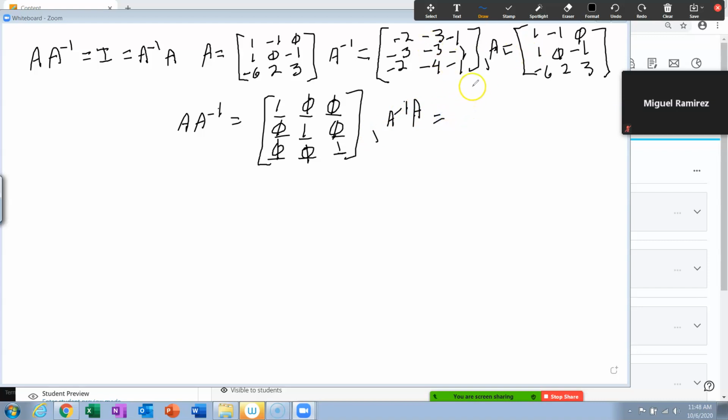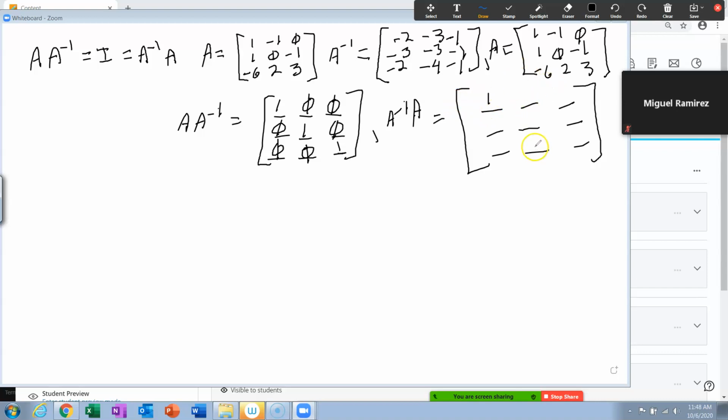And of course this will be a 3 by 3, because those are both 3 by 3s. So this will have 1, 2, 3, 1, 2, 3, 1, 2, 3. Okay, now let the 1 entry here, first row, first column, be first row of A inverse times first column of A. -2 times 1 is -2, minus 3 times 1 is -3, so -2 and -3 is -5, and -1 times -6 is +6. -5 plus 6, sure enough, is 1.